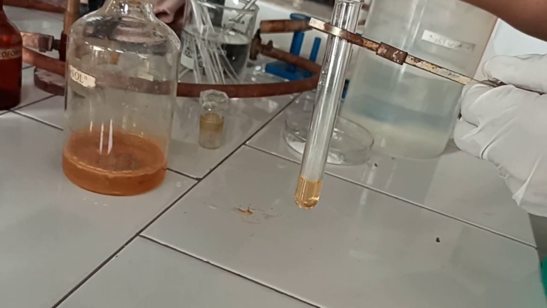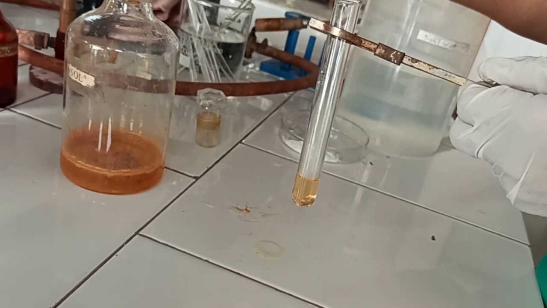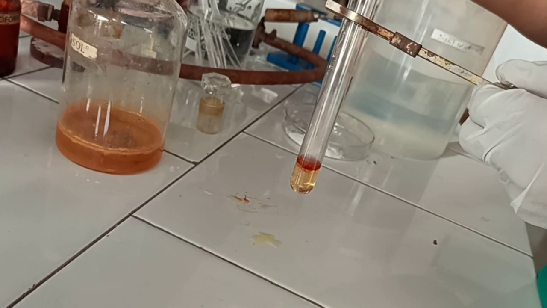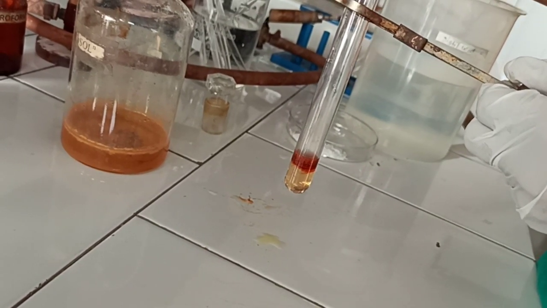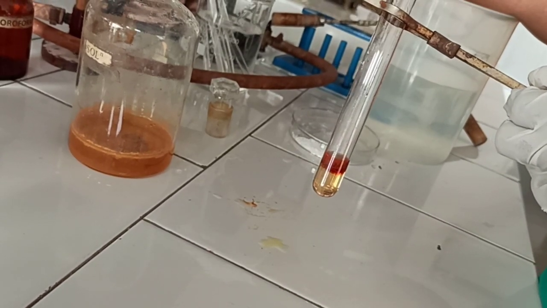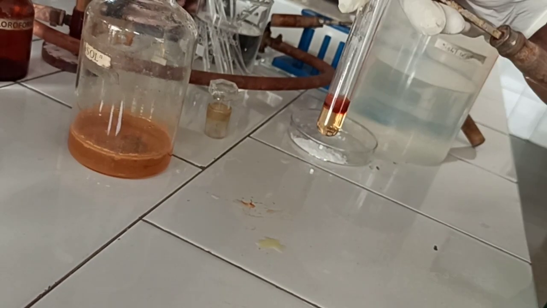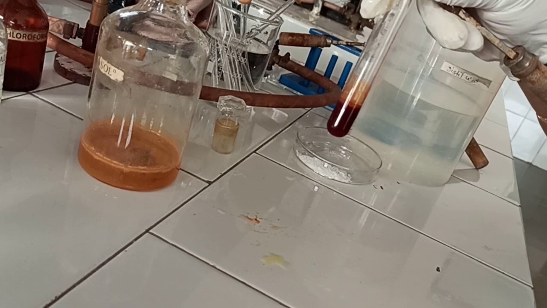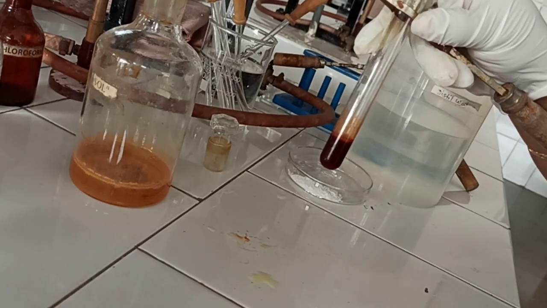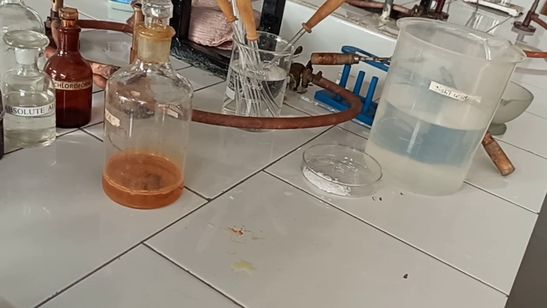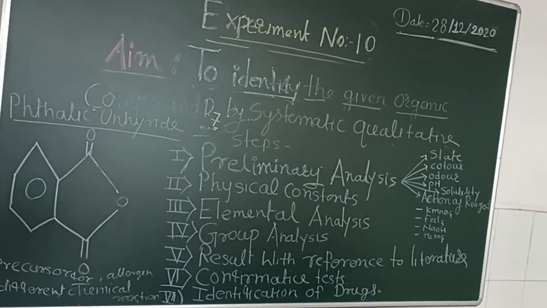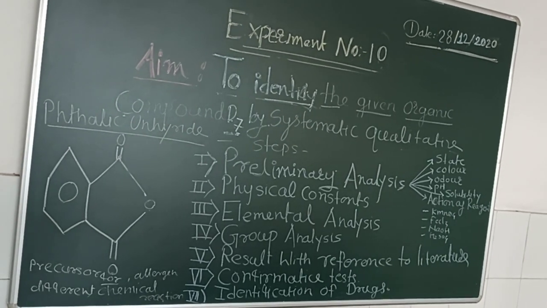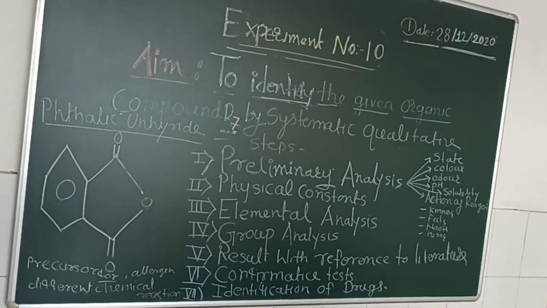Then add FeCl3 solution. See the color changes, a violet color or wine color appears. The wine color appears, that means the ester of anhydride is present, or today's compound, that is D7, phthalic anhydride, is present. After the confirmatory test, we conclude that today's unknown compound D7 was found to be phthalic anhydride.